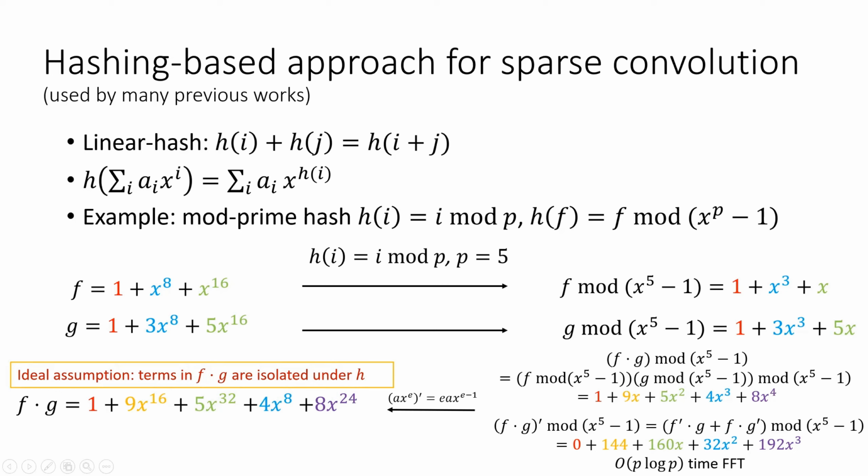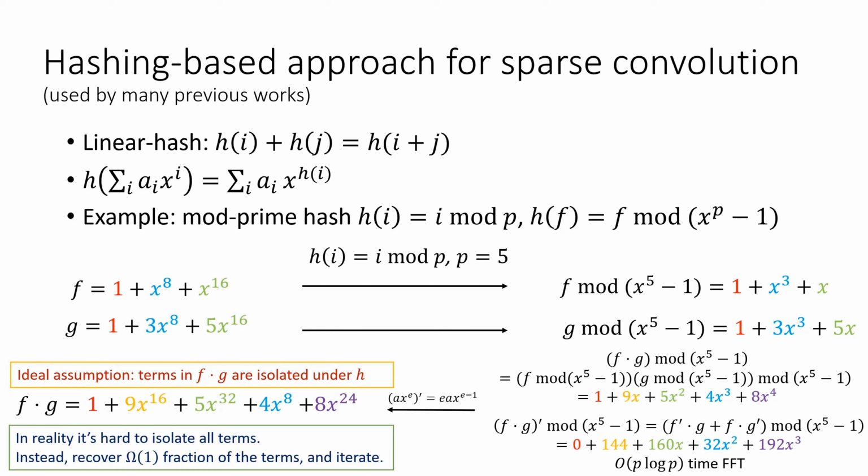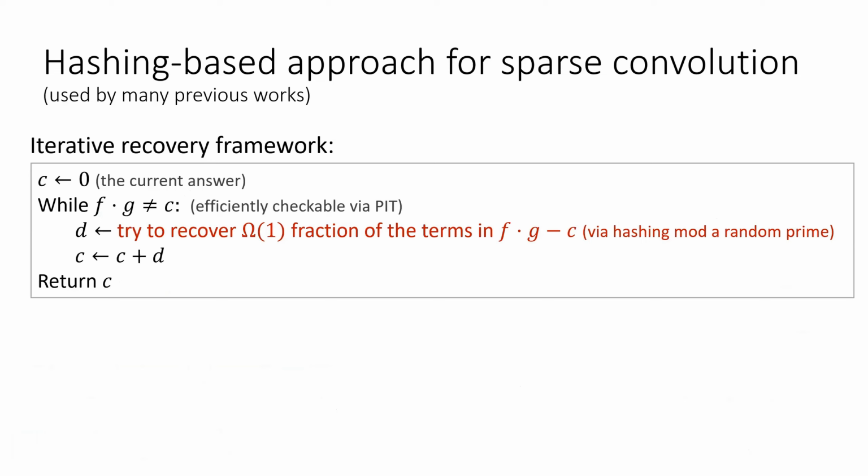So in this example, it happens to satisfy the assumption that all terms are isolated. But in reality, it's hard to guarantee that because of possible hash collisions. So instead, we use a weaker guarantee, which is to recover a constant fraction of the terms, and then iterate this procedure using the iterative recovery framework, which originally came from sparse recovery literature. Here we maintain a current answer polynomial c, and while c is different from the true answer, we try to recover a constant fraction of the terms in the difference polynomial f times g minus c using mod prime hash.